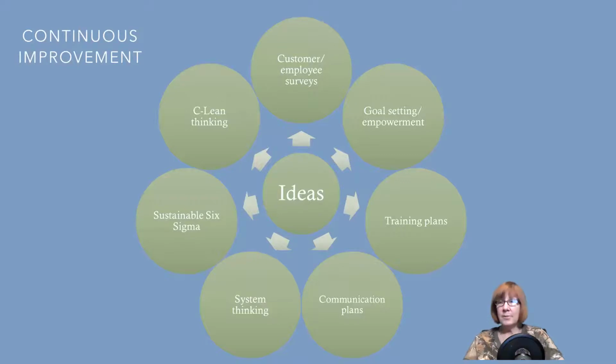So here are a bunch of ideas. As I say, you can still use some of the ones from standardization as long as you have a different focus. But here are some of the other things, and we'll go over them all. Things like goal setting and empowering the employees, training, communication plans, systems thinking, sustainable Six Sigma, Lean, sustainable lean thinking, and customer and employee surveys. Those are some of the ways that you might use for continuous improvement.